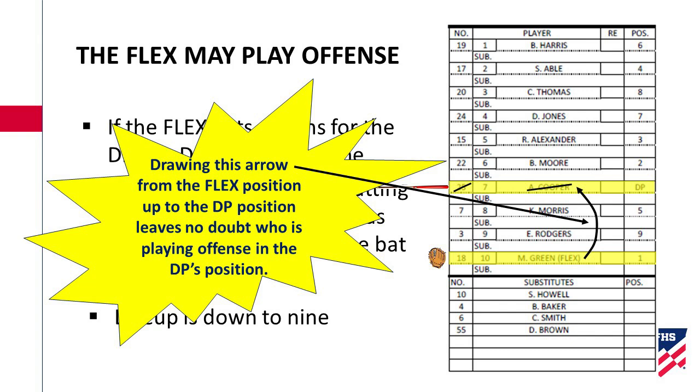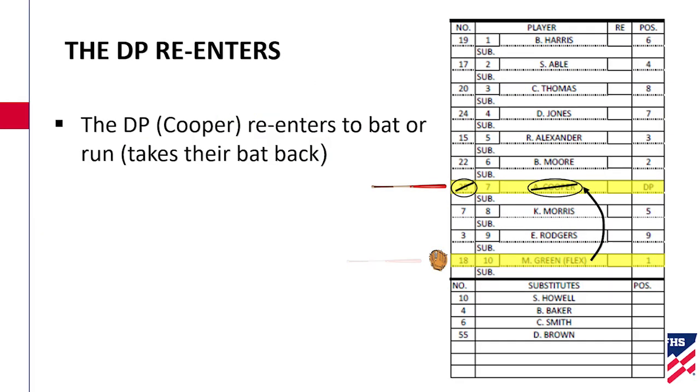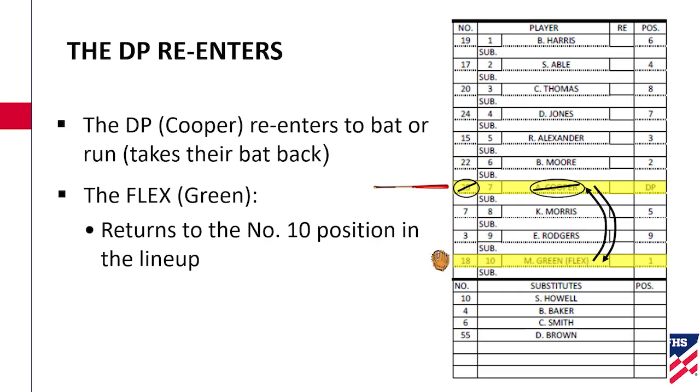Okay? So now, our DP Cooper re-enters. Again, showing lineup management. We circle it to show they've re-entered. Again, they take their bat back. You see the bat moved up there. Cool animation, right? Now, flex returns to the 10th position in the lineup.